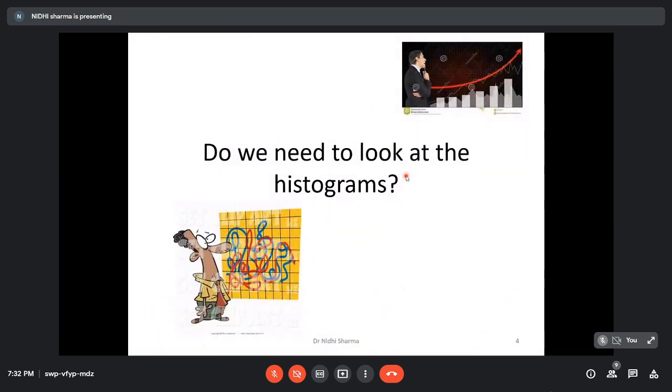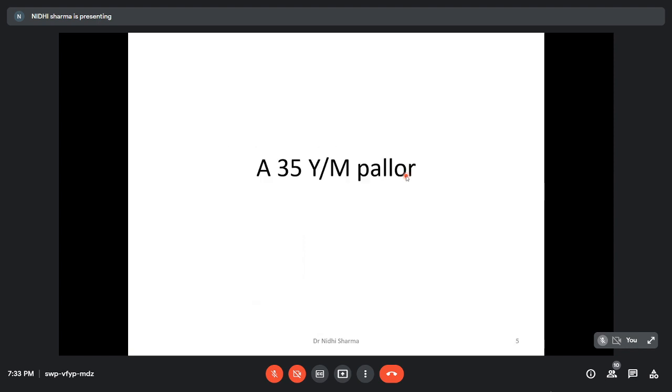Before looking at what histogram is telling us, I think we should make up our mind to this basic question: do we really need to look at the histograms? They might seem like a complicated graph-like thing, and is it something that really needs our attention? I'll just give you one or two examples to prove a point, and you would yourself reach the answer to this question. Take, for instance, a 35-year-old male who has presented to a clinical setting with pallor, and the clinician ordered CBC.